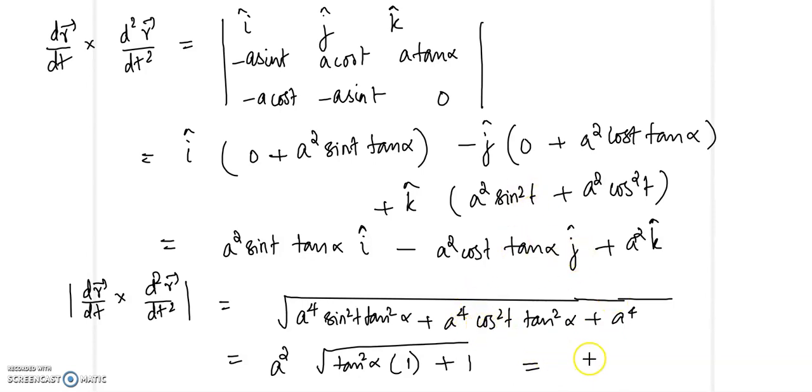So that is going to give you a square sec alpha. So that is the required value.